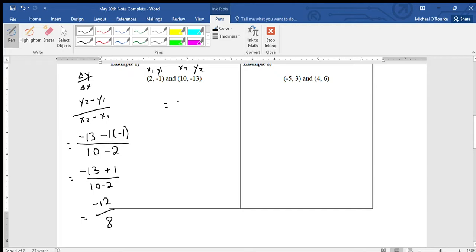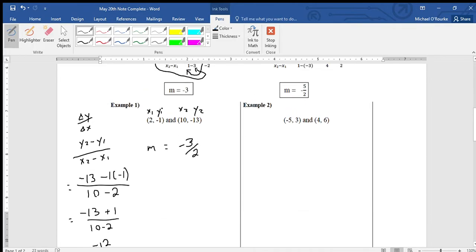Reduce it, so we're going to get, what's that, negative 4. Oh my gosh, my mind's gone blank. Yeah, 4 over 3 over 2. 3 over 2. Sorry. Negative 3 over 2 is my slope. There's my answer.